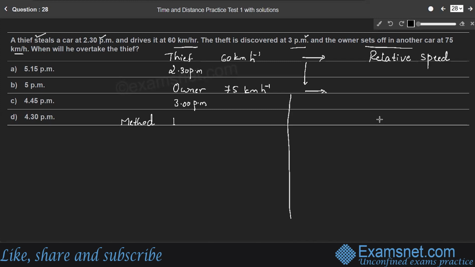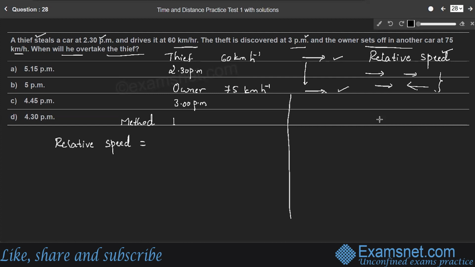It may be the case in which two bodies are moving in the same direction, or two bodies are moving in different directions, right? In both cases, the relative speed is applicable. In the given question, two persons are moving in the same direction. Therefore, relative speed. Here, when will the owner overtake the thief is asked.